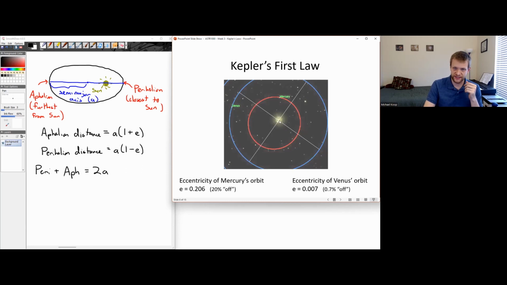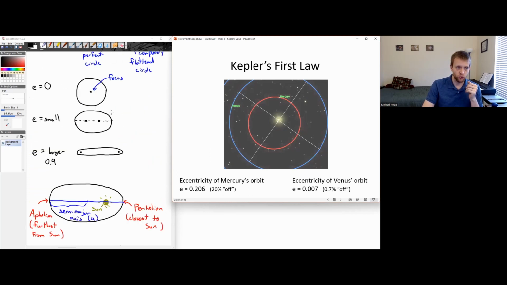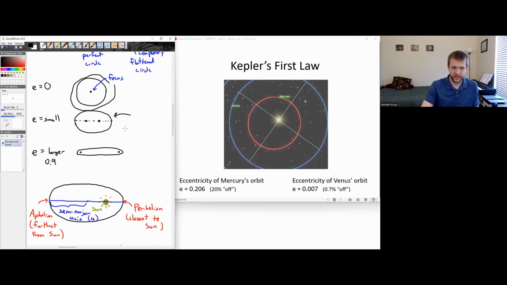So notice the sun is still at the focus, but that focus is now located much, much closer to the very center of the orbit. It's closer to this case than it was to this case.